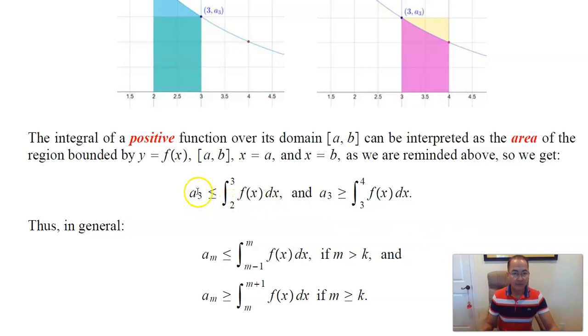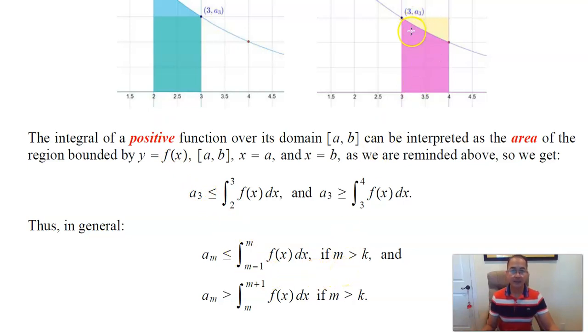What's going on here? We have a sub m. 3 appears in the upper limit. 2 is, of course, the integer before 3. So a sub m is at most the integral from m minus 1 to m. 3 there, 2 there, 3 there. M minus 1, m. Okay? But, of course, we have to make sure that we're already within the terms that are needed in the infinite series. So this is true when m is bigger than k.